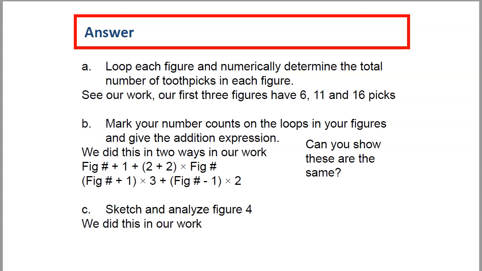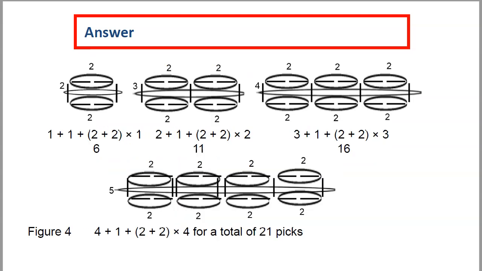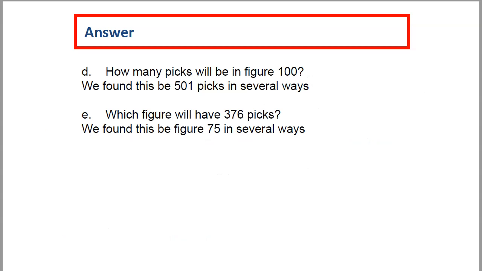The answers for our questions are to loop the figures, and we saw this in our work. We have lots of different ways to draw this, and mark the number counts, and we again did this 2 ways in our work. And to sketch and analyze figure 4, we showed this in our work, and here's a picture of all of that. And then how many picks in figure 100? 501. And which figure will have 376 picks? Figure 75.